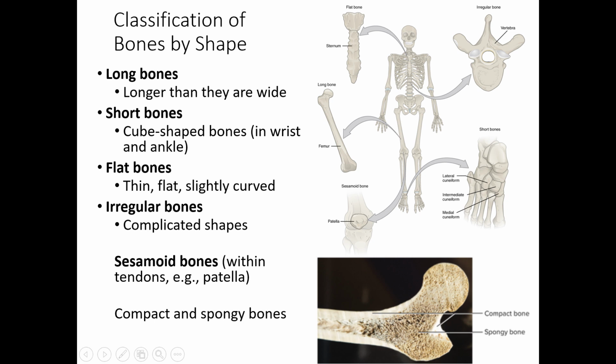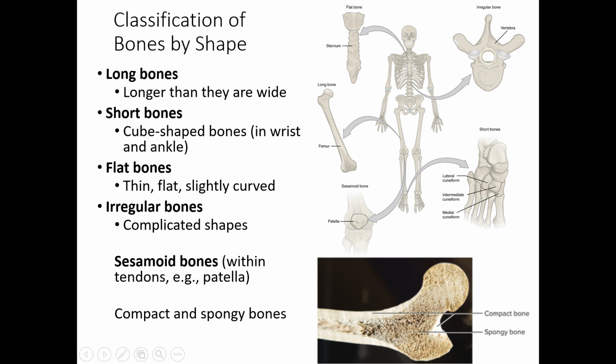Another type that you need to know are called sesamoid bones. Those bones are located inside of the tendons. Tendons connect muscle to bone normally. An example of a sesamoid bone would be the patella, the kneecap.